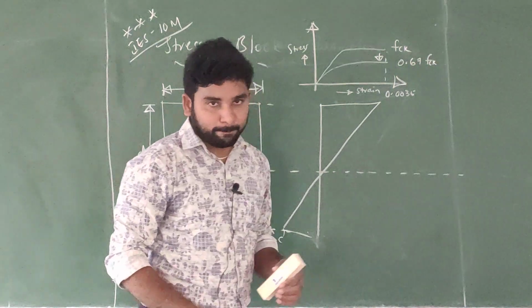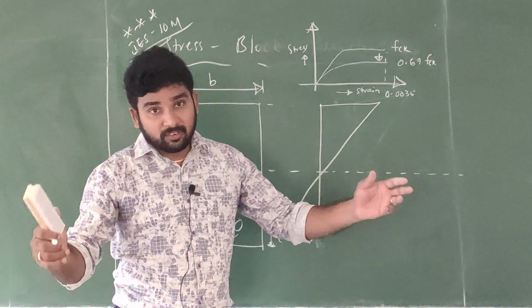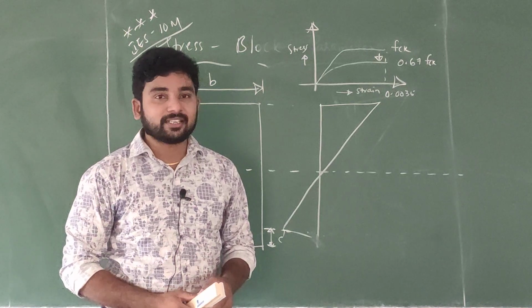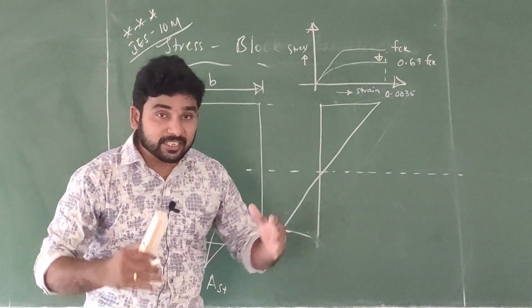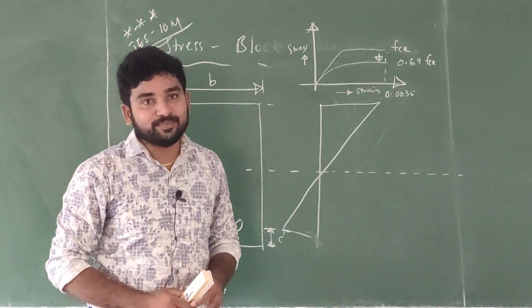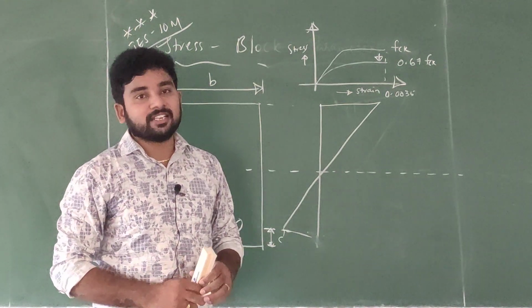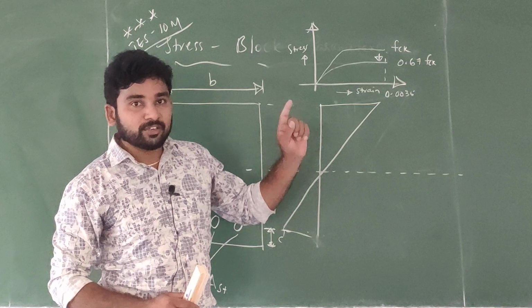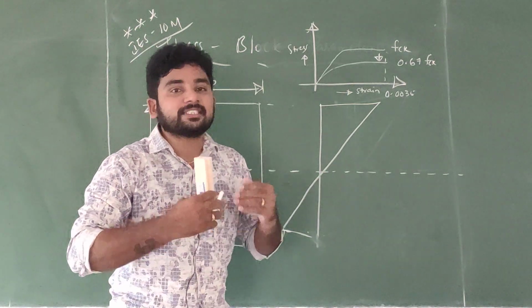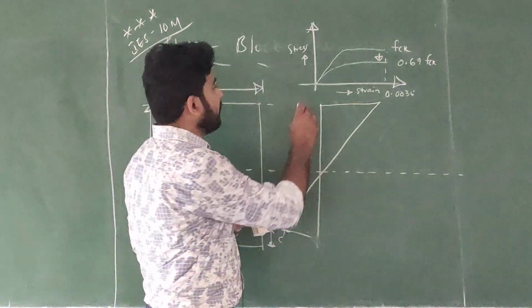0.67 fck. Not only that, we have partial safety factor, meaning a civil engineer can underestimate the strength and overestimate the load. That is the agenda for us. So now what will you apply? Safety factor, partial safety factor.